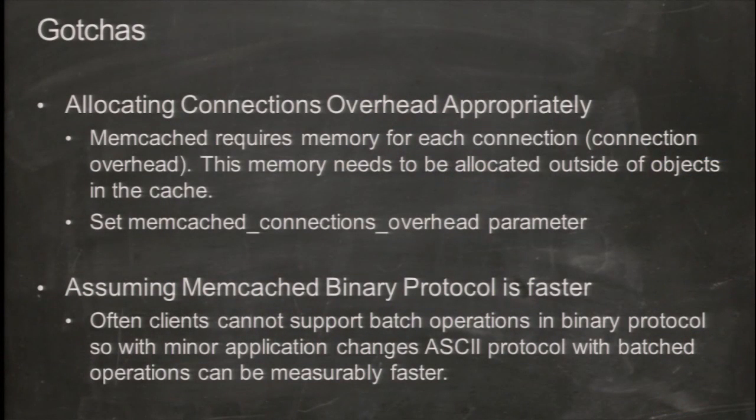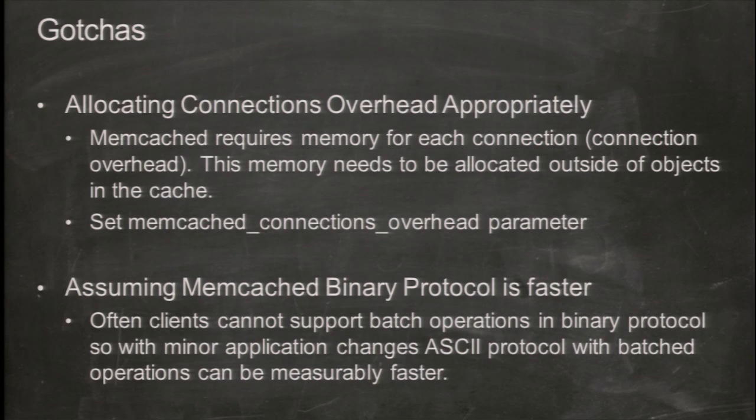So some things to note when you're configuring ElastiCache. Memcached requires memory for every connection, and that's something that you have to configure independently. So it's important to think about what your usage pattern is going to be, how many connections you expect to have open at any one time, and we expose a lot of the parameters that you need to configure your Memcached server, and you can do that within the console.